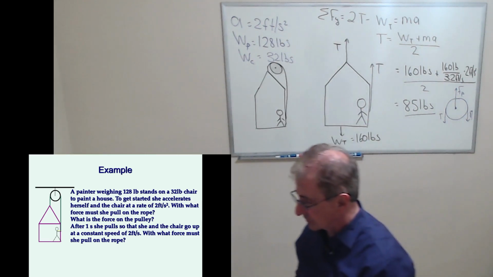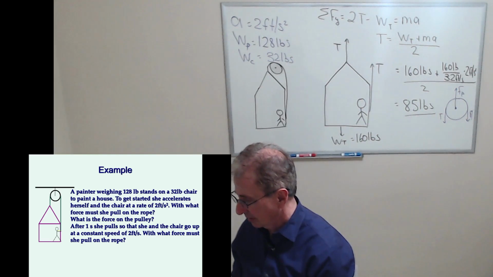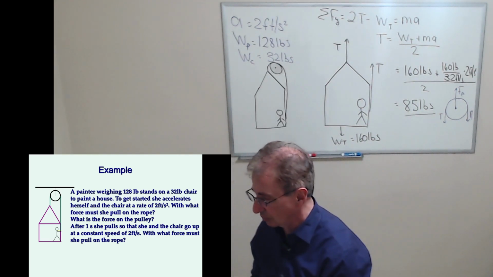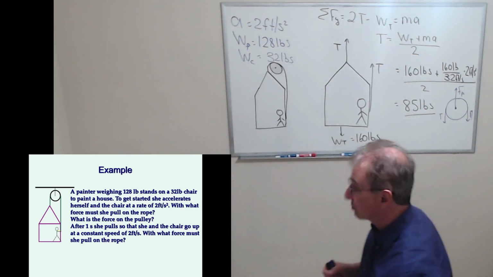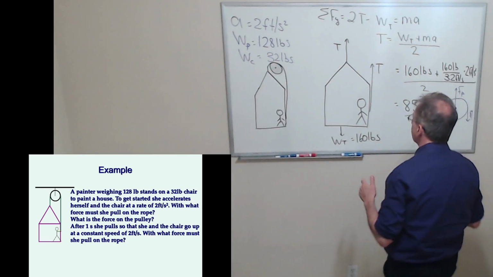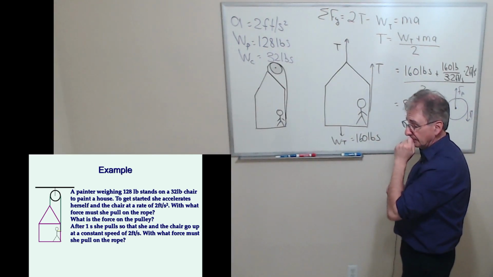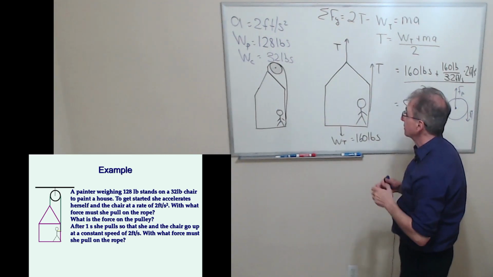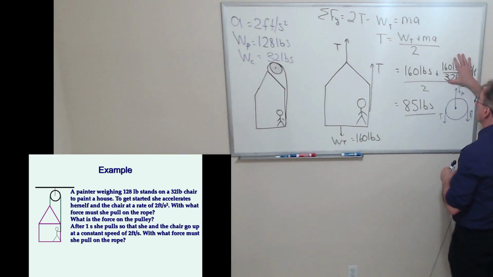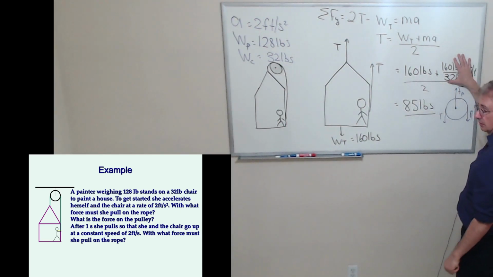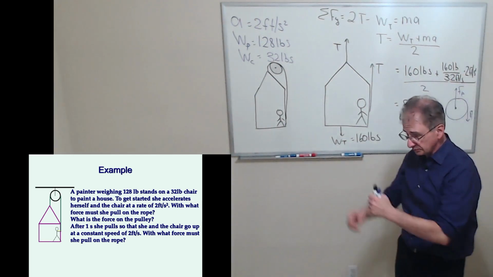Now, after 1 second, she pulls so that the chair goes up at a constant speed of 2 feet per second. So what force must she pull on the rope? Well, if she pulls herself up at a constant speed, a is 0. So we can set a equal to 0 here. And then 160 over 2 is 80. So when her speed is constant, she applies a force of 80 pounds to pull herself up.